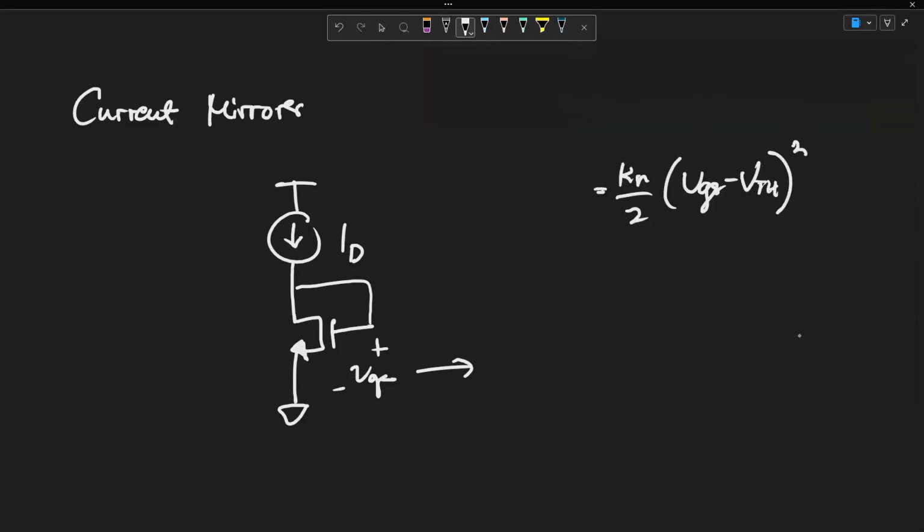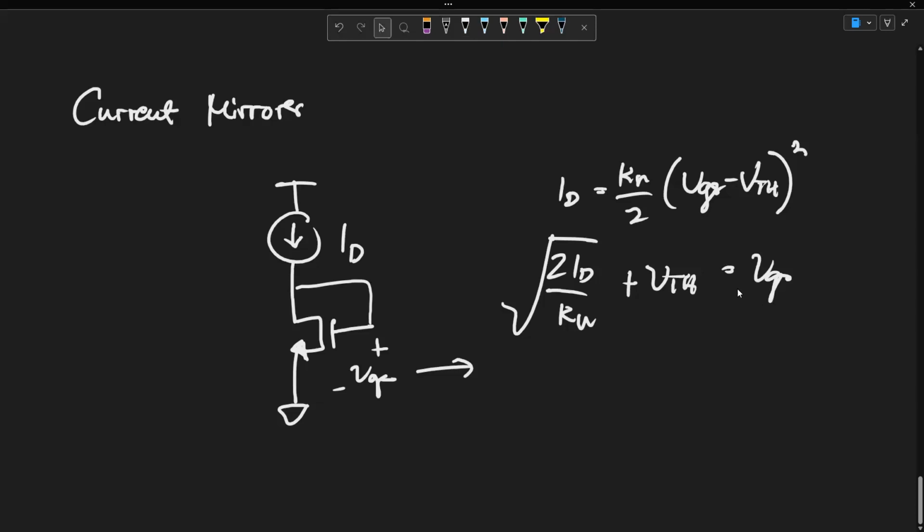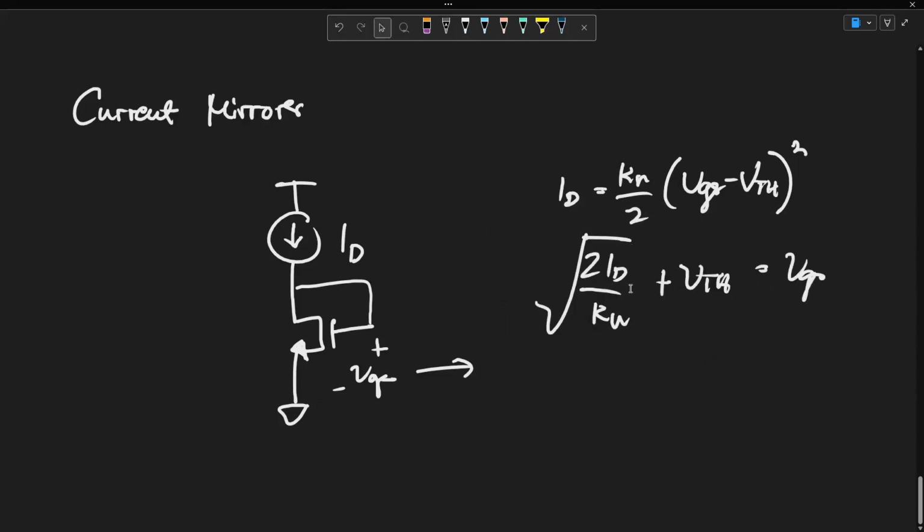Right? So, Kn over 2 (VGS minus VTH) squared is your ID. So, solving for the other side of the equation, square root of 2ID over Kn plus VTH would be your VGS. So this is the VGS you need to create this ID.